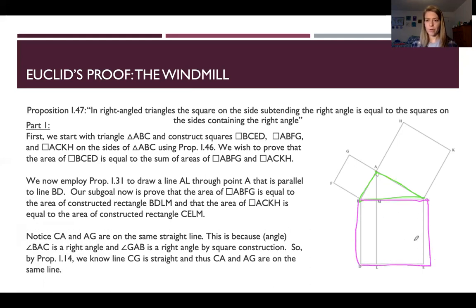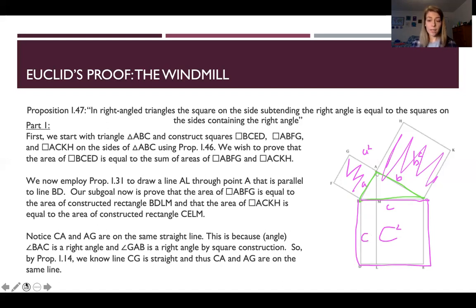If I can say that this area is equal to these two smaller squares, then I have proved the Pythagorean theorem. Now, why is that? Well, if I have sides A, B, and C, they're squares. So my area here is C squared, and my area here is A squared and B squared, right? So he says I need the area of the large square to equal the area of the small squares.